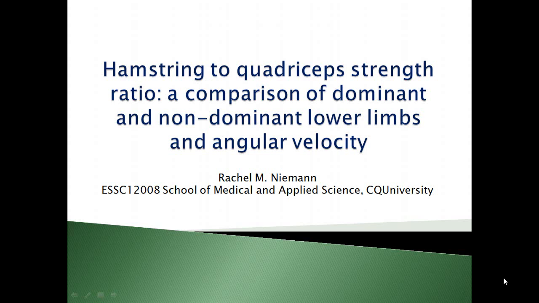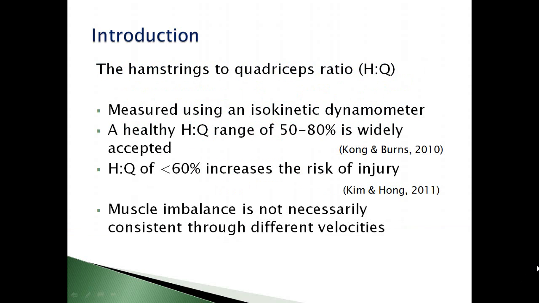I'm Rachel Neiman, and this PowerPoint presentation is on the hamstring to quadricep strength ratio, a comparison of dominant and non-dominant lower limbs and angular velocity. The hamstrings to quadricep strength ratio, or HQ ratio, can be defined as the ratio of the peak torque of the concentric contraction of the hamstring muscle to the peak torque of the concentric contraction of the quadriceps muscle.